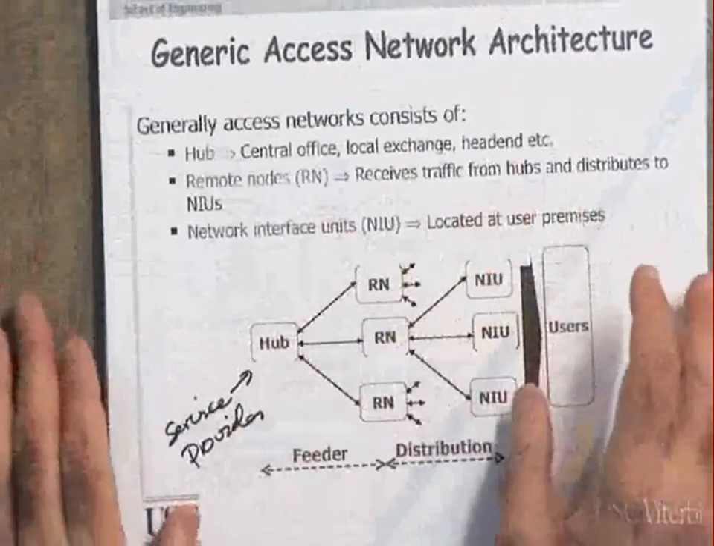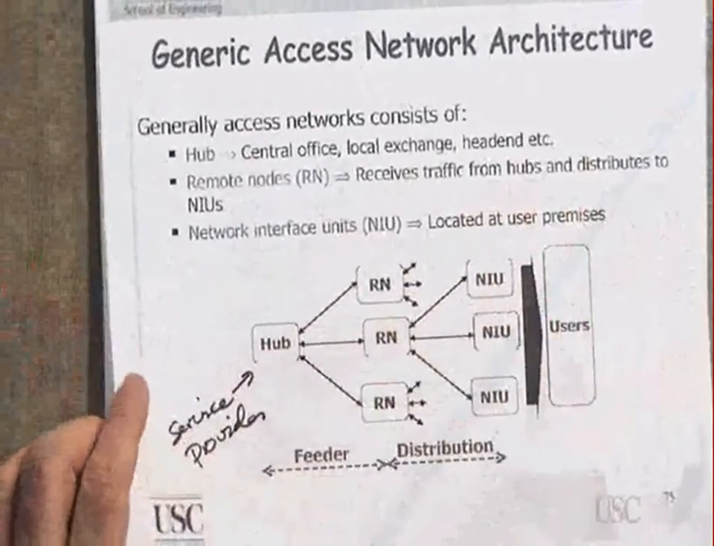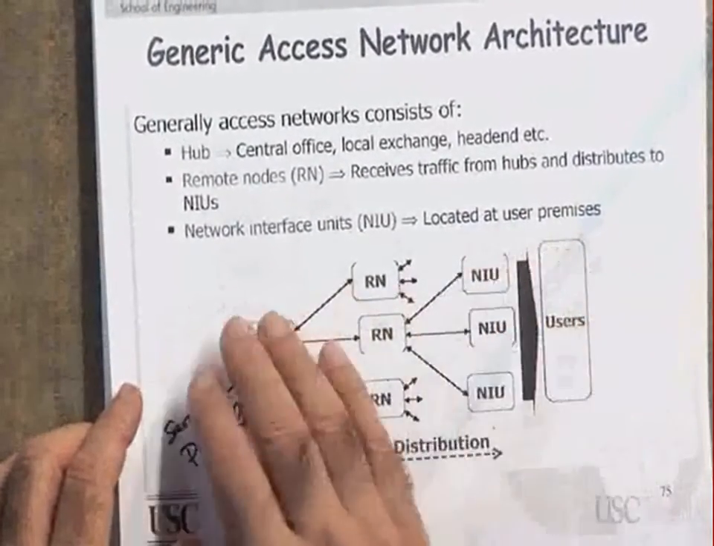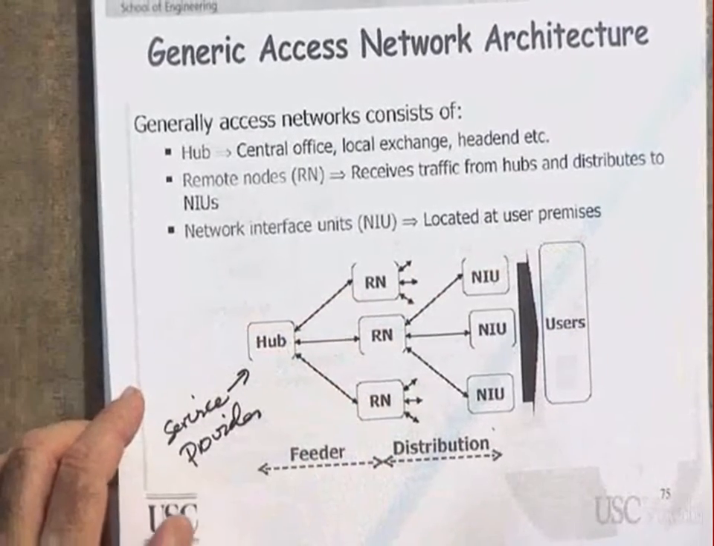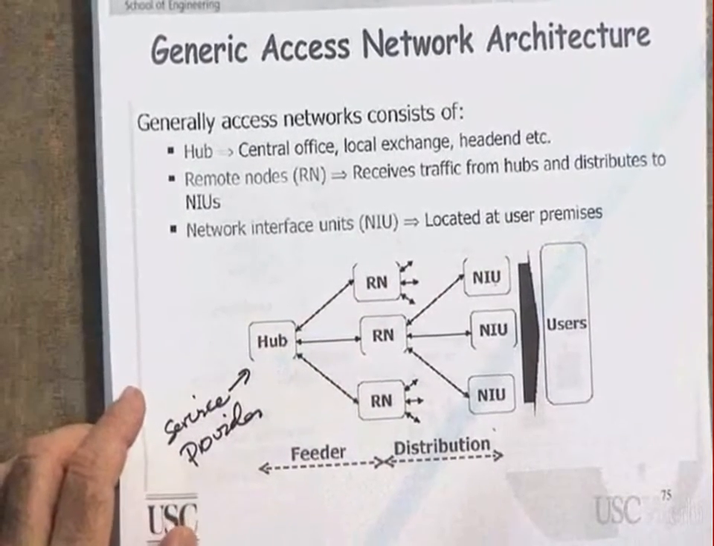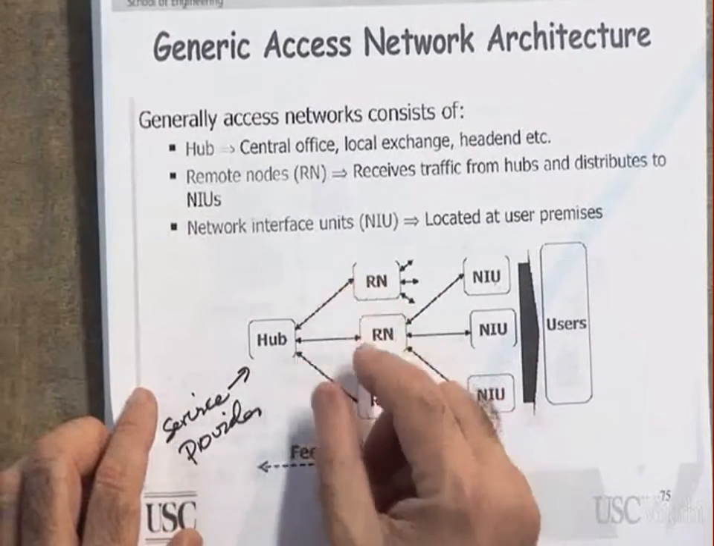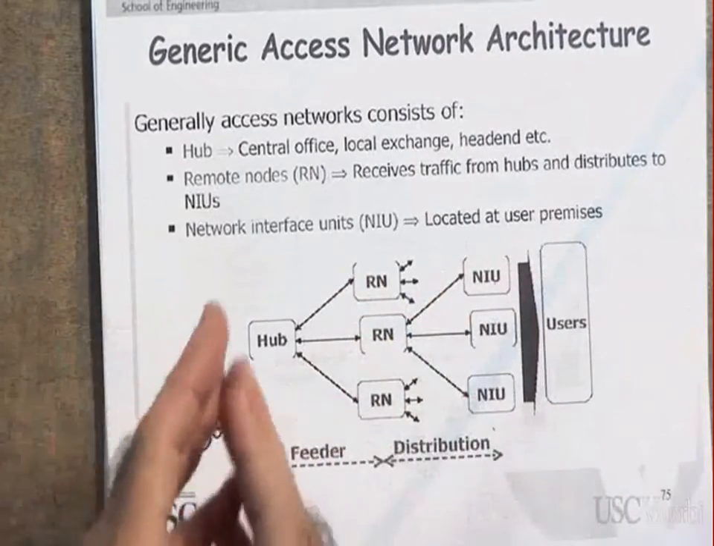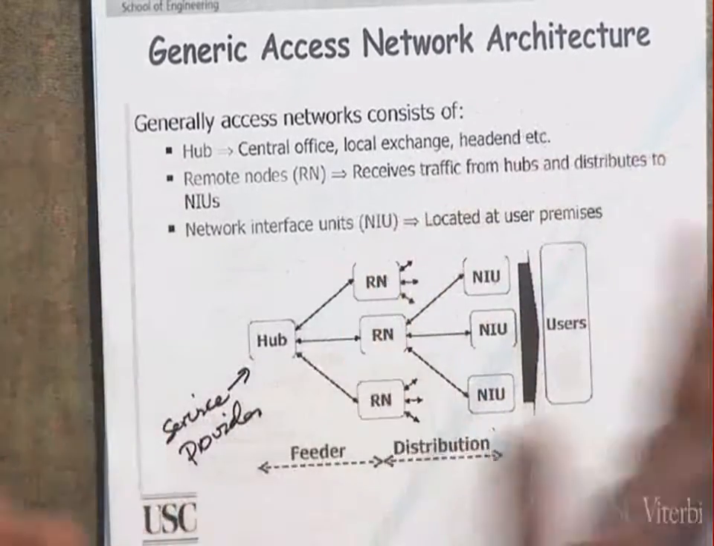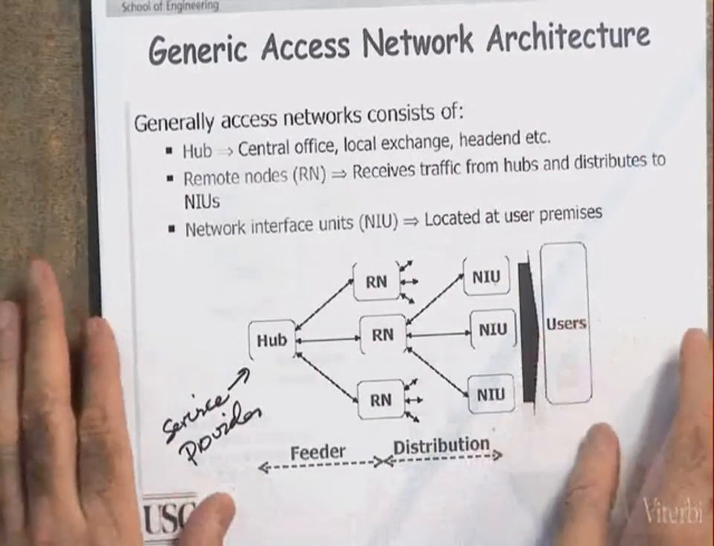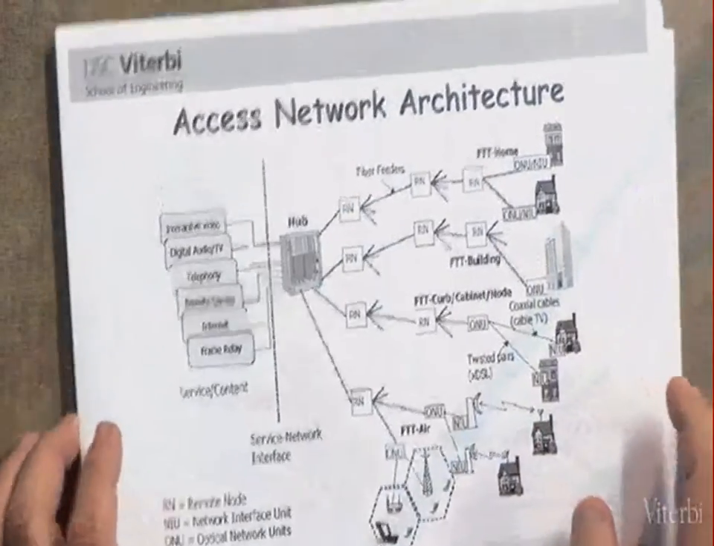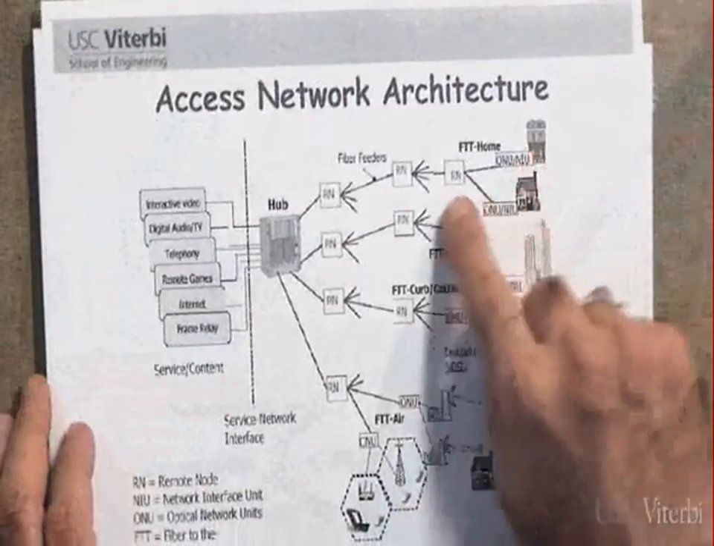So it's a generic architecture to see how the user network and the service provider network are interconnected. From here to here, we call it feeder. From here to here, we call it distribution. Here, you are feeding the nodes. Here, you are distributing it to all the customers.